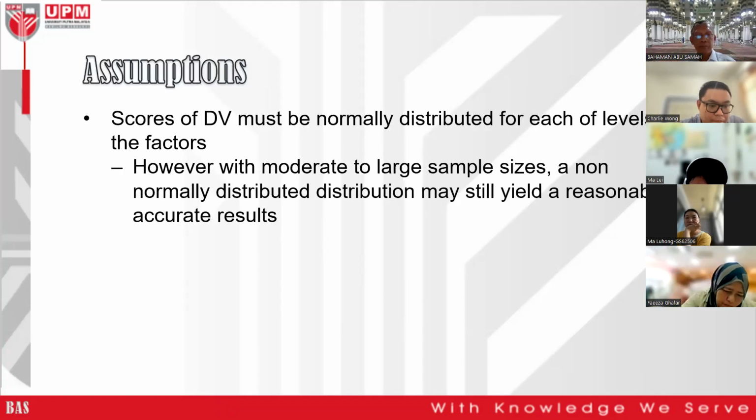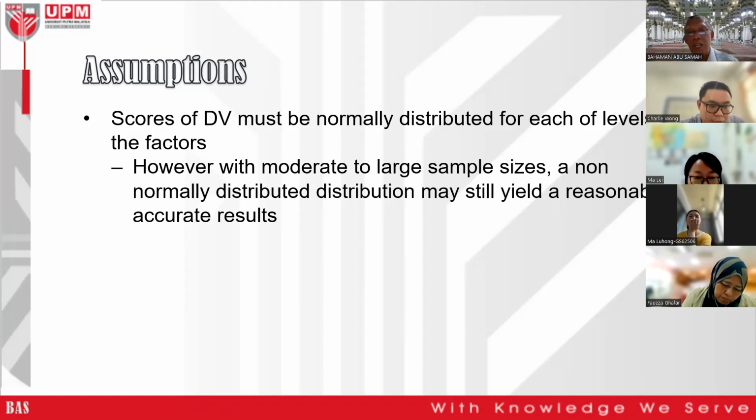Okay, assumption. Since ANOVA falls under parametric statistics, therefore the first assumption that you need to fulfill will be the assumption of normality for each level of the factors. I mean, we need to make sure that the distribution of the DV must be normal for each of the factors.